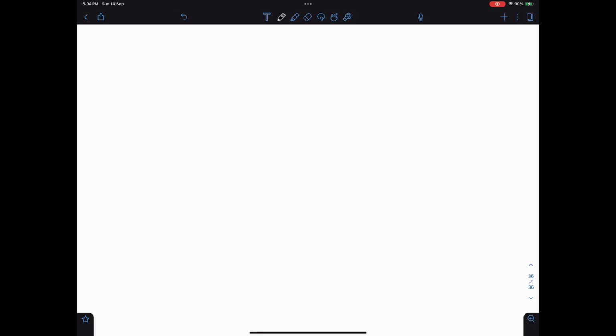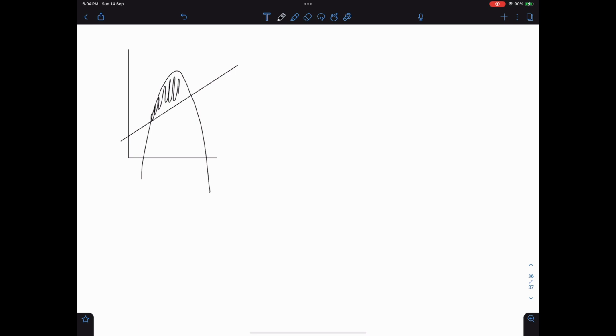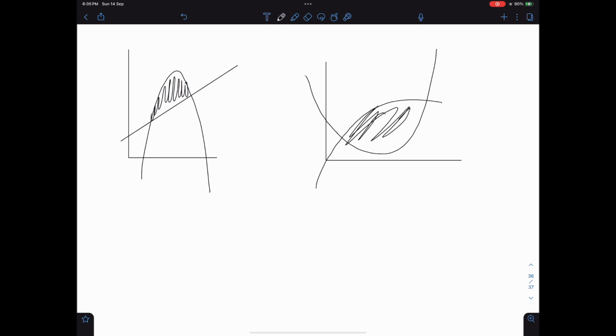Now we'll move on to areas between two curves, or a line and a curve. And so it could look something like this, and we want to find this bit. Or it could look something like this, and we want to find this bit.